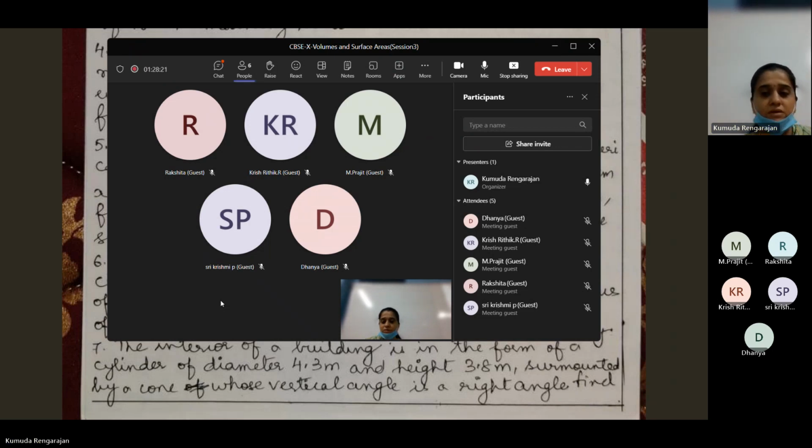So what's the radius of the cylinder, online students? Radius of the cylinder for the first one? 18, 18 centimeters. Okay. And the height of the cylinder? Height of the cylinder? Not 108 centimeters.